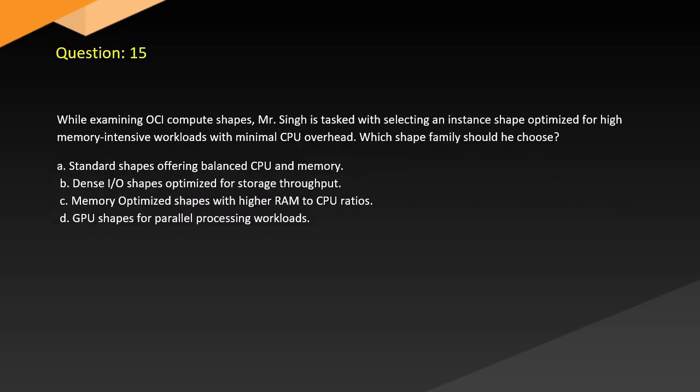Question 15. While examining OCI compute shapes, Mr. Singh is tasked with selecting an instance shape optimized for high-memory, intensive workloads with minimal CPU overhead. Which shape family should he choose? A. Standard shapes offering balanced CPU and memory. B. Dense shapes optimized for storage throughput. C. Memory optimized shapes with higher RAM to CPU ratios. D. GPU shapes for parallel processing workloads.